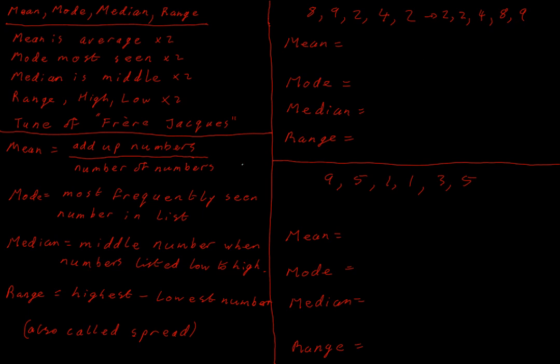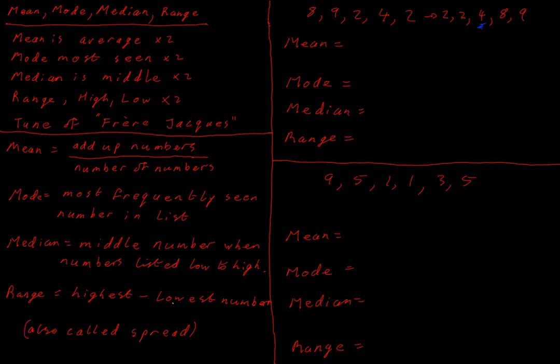And the median then would be the middle number in that list, which happily this time is fairly easy to see. 4 has 2 numbers on one side of it and 2 numbers on the other. So 4 would be the median number. So the middle number when we've listed from smallest to biggest.